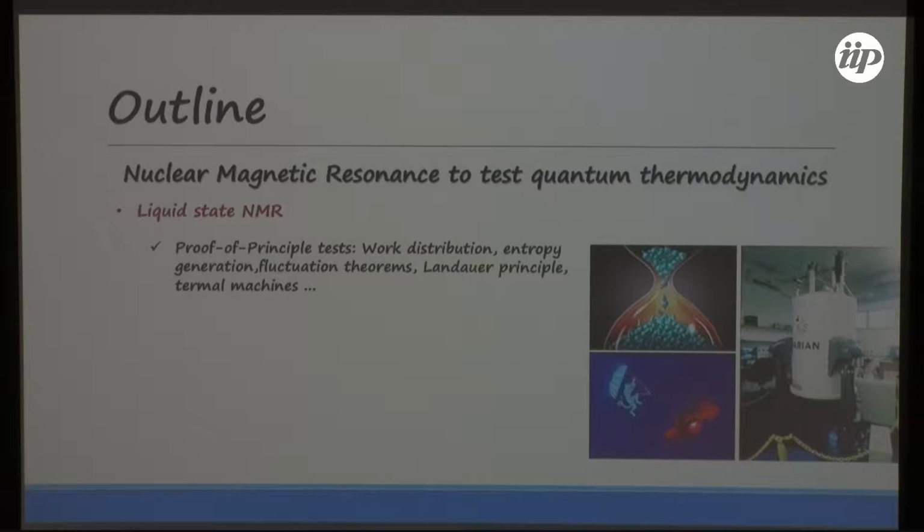First, I will talk a little bit about the liquid state NMR, okay? I will show how the experiments are performed. With this system, we have performed many proof of principle tests. For example, observing work distribution, entropy generation, observation of the fluctuation theorems and Landauer principle. And we also have performed some quantum thermal machines. Okay. And this I will call the our first generation experiments.